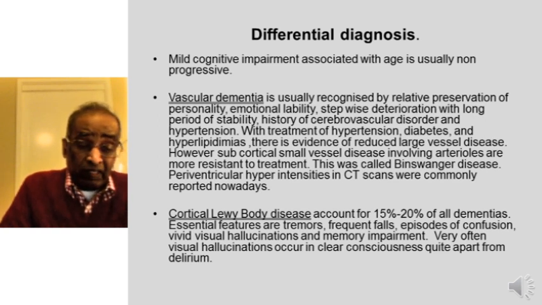With treatment of hypertension, diabetes, and hyperlipidemias, there is evidence of reduced large vessel disease. However, subcortical small vessel diseases involving arterioles are more resistant to treatment. This was called Binswanger disease in the past and was considered to be rare. Periventricular hyperintensities in CT scans are now commonly reported. It appears to be more common.